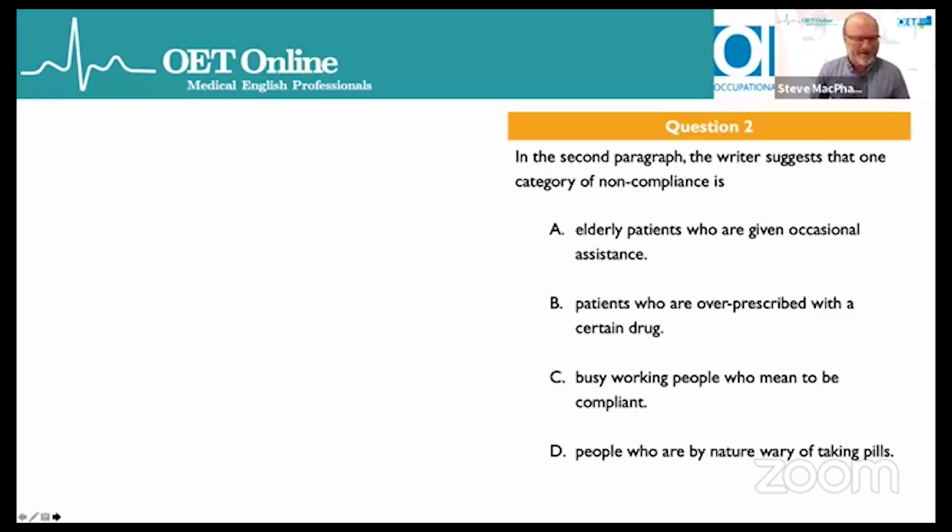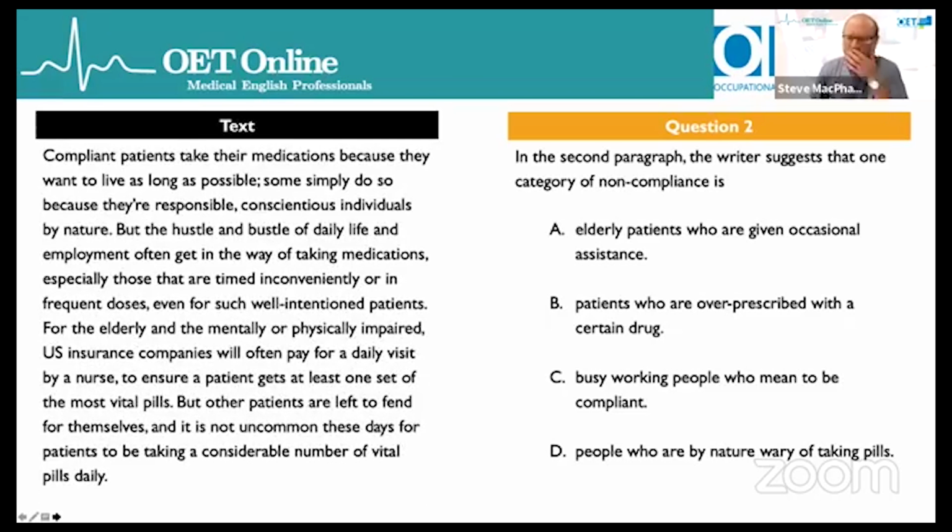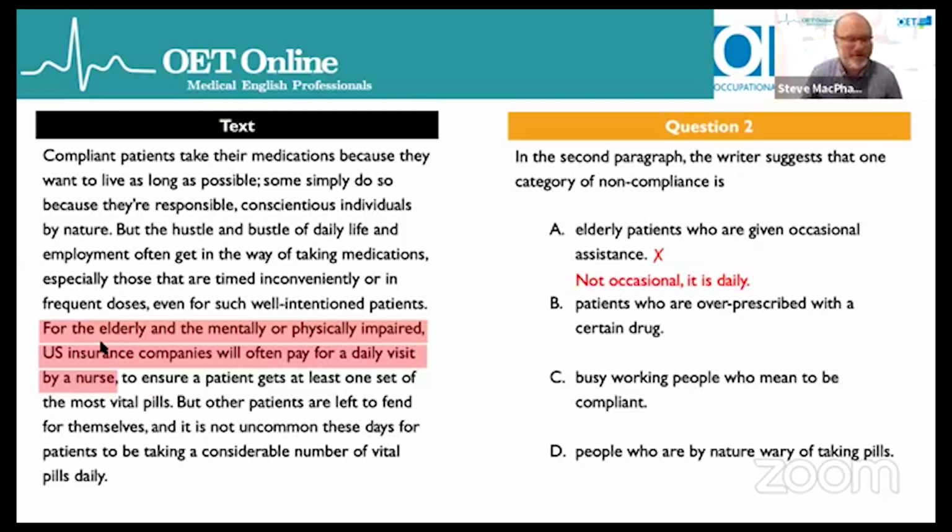So let's have a look. Why is that the answer? Well, we can rule out A. If we had skimmed through and we read A, elderly patients who are given assistance, well, it says the elderly and mentally impaired, US insurance companies will often pay for a daily visit by a nurse to ensure the patient gets at least one set of the most vital pills. So that means they're not going to be non-compliant because they're getting a daily visit, and they're not given occasional assistance. These elderly get daily assistance.